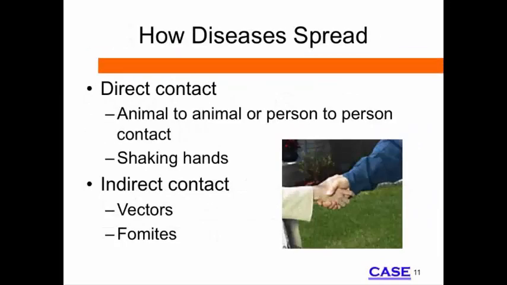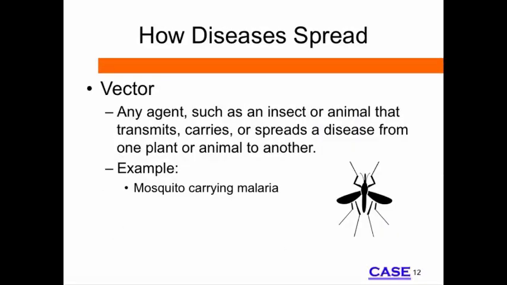Diseases can be spread through both direct contact and indirect contact. Direct contact may be animal-to-animal contact or person-to-person contact, such as shaking hands. Indirect contact occurs through vectors and fomites. Some diseases can be carried by an organism without infecting that organism. The organism transmitting the disease is called a vector.